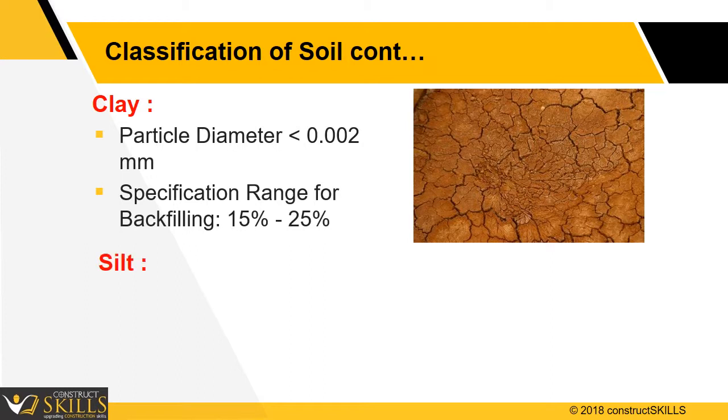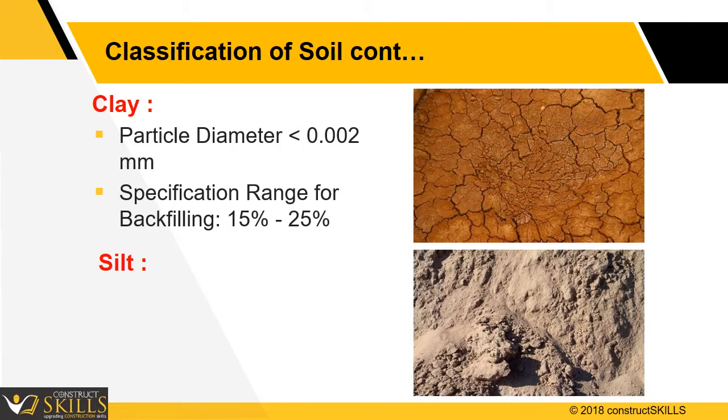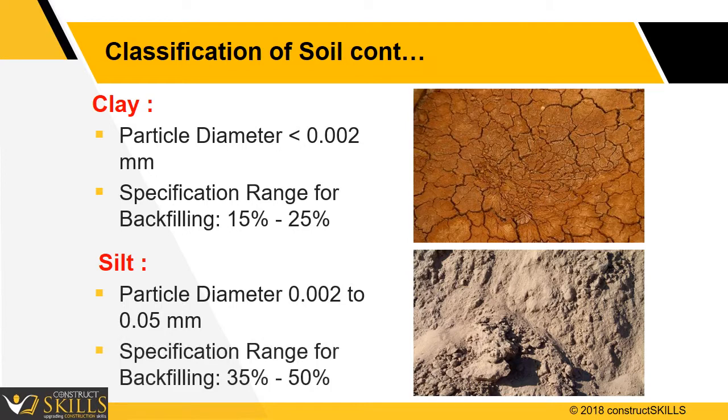Silt is the moderate size particle and has a smooth or floury texture. Its diameter is 0.002 mm to 0.05 mm and its specified range for backfilling is 35% to 50%.